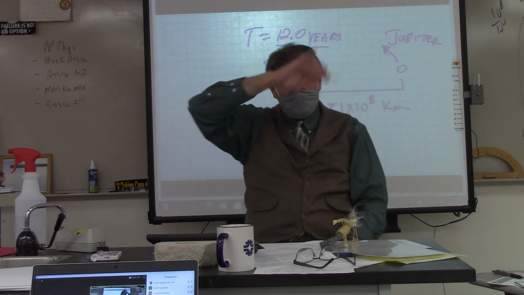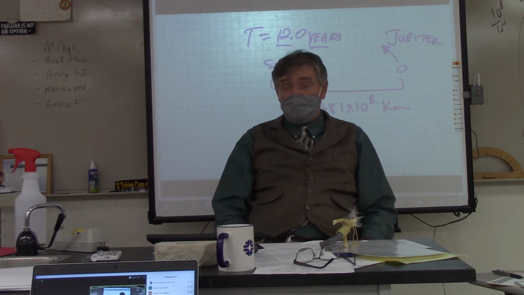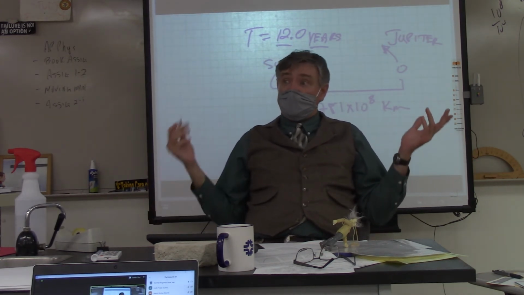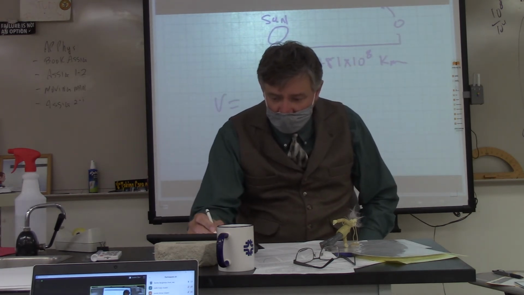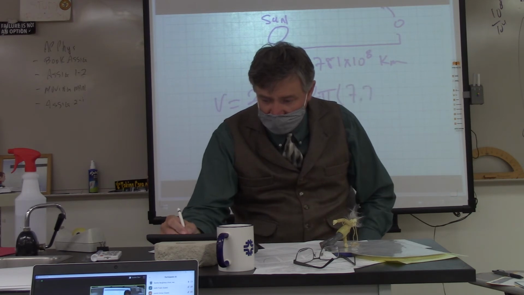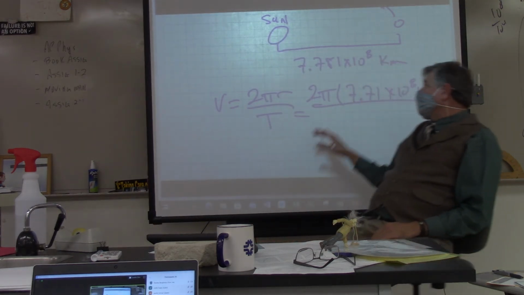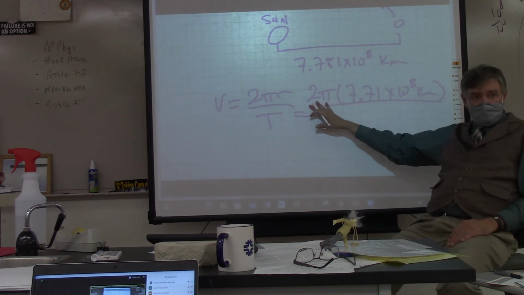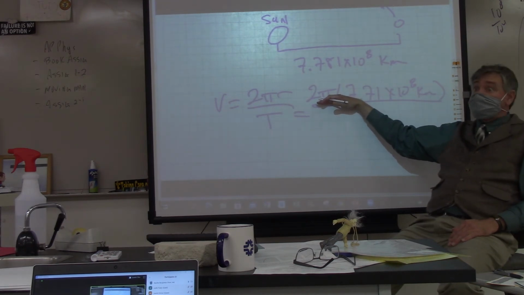So Jupiter is going to be moving in a circular orbit. Again, how are we going to find the distance Jupiter is going to move? What are we going to use? 2 pi r, right? So we're going to have 2 pi r divided by t. We're going to have 2 pi, and then that radius is 7.781 times 10 to the 8th kilometers. Now, if I just crunch this number up here, this is going to tell me how far it goes. That's all it's going to tell me. And it's going to be a big number.